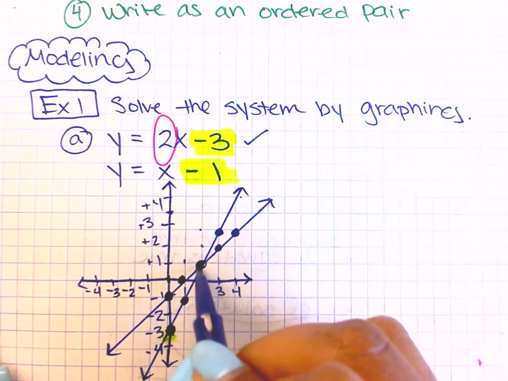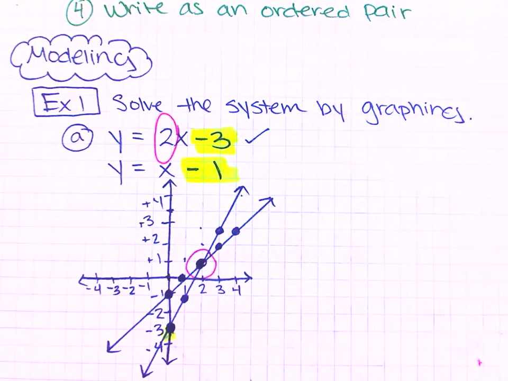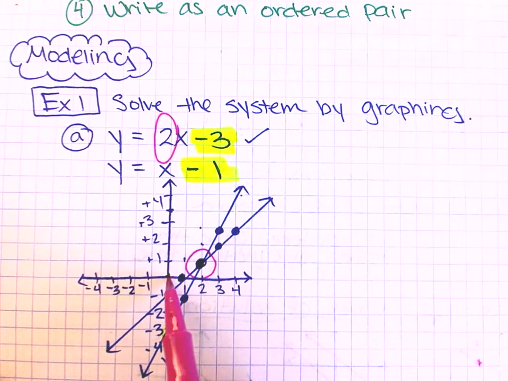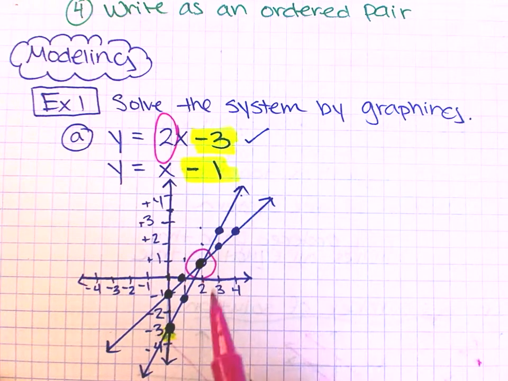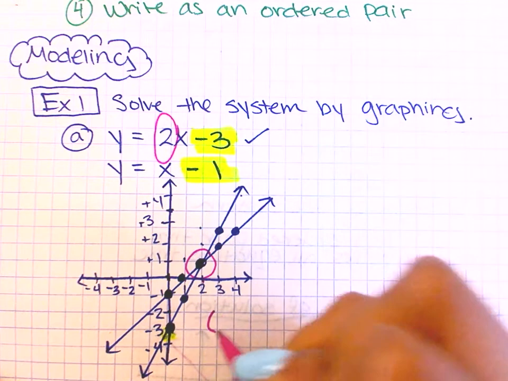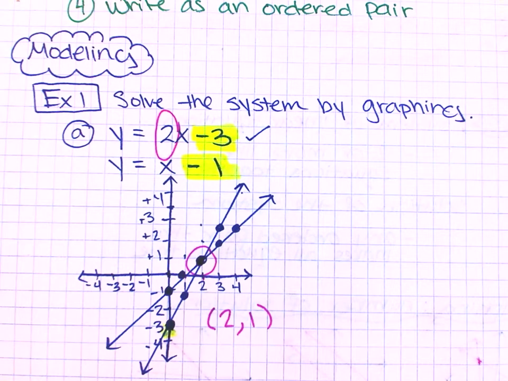Now that solution we have to identify. It's where both lines cross each other. Do you see where that is? Right here. Draw a circle around where that is. That's where the graphs meet. So we need to write the ordered pair for that one solution. So what's the pair? Let's see. It's 2 to the right, up 1. So the solution is (2, 1). That's it. That's your answer.